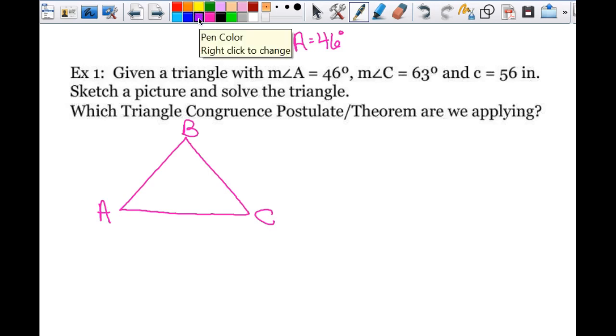All right, so then I know the measure of angle A is 46 degrees, so I'm going to label that in there. Measure of angle C is 63 degrees. And little c is 56 inches, which means that's line segment AB because it's across from C, so this is 56 inches.